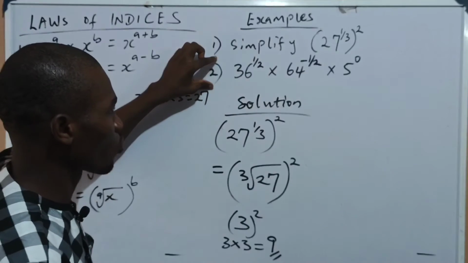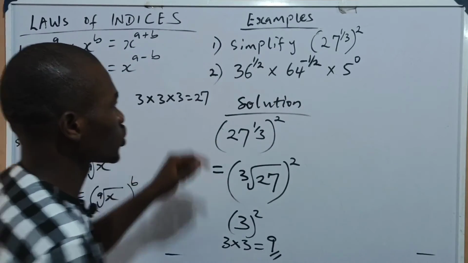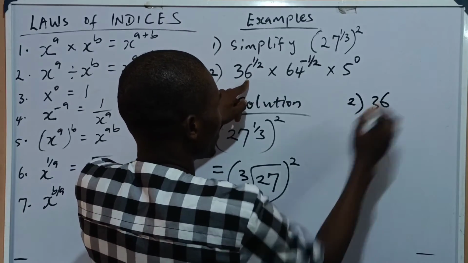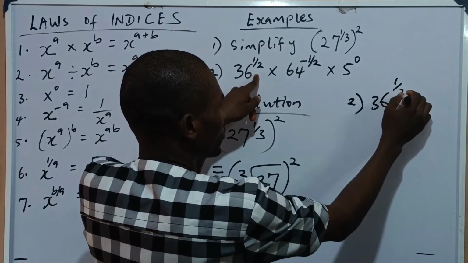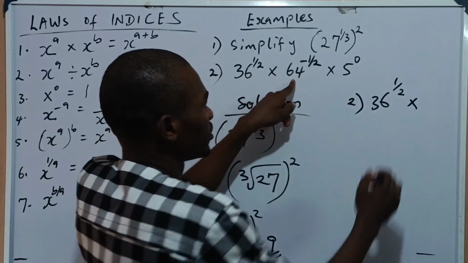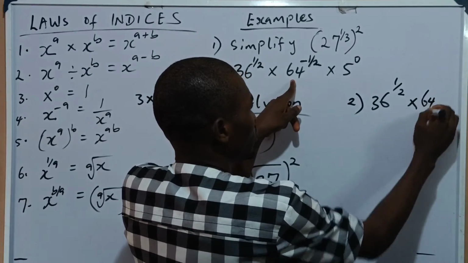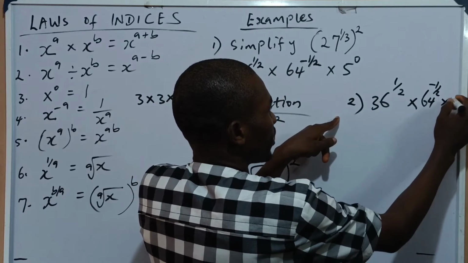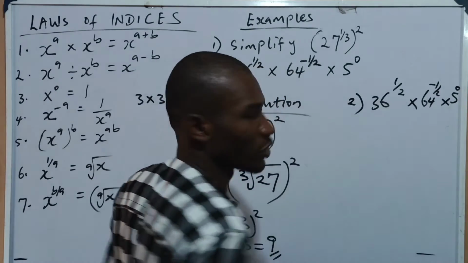Let's go into the second question. The second question says 36 raised to the power of 1 over 2 multiplied by 64 raised to the power of negative 1 over 2 multiplied by 5 raised to the power of 0.